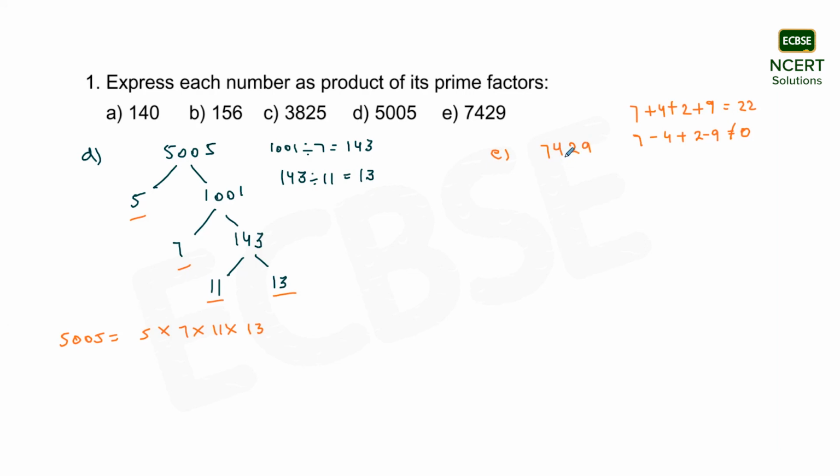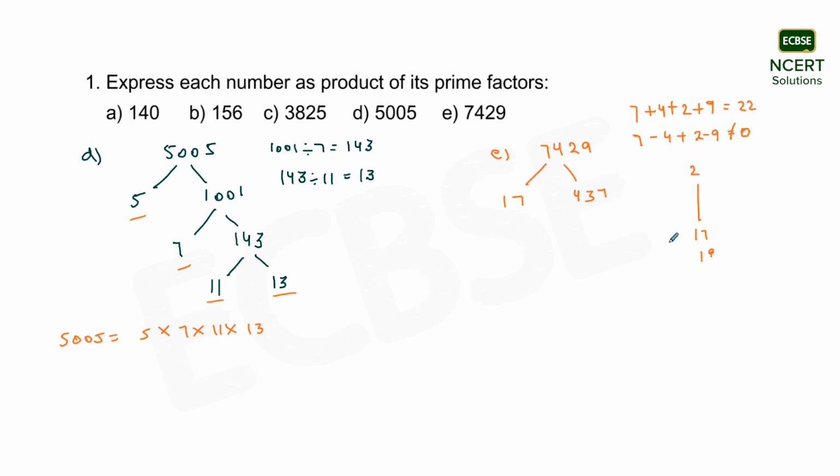Now coming to the prime factor 17, I can easily take the prime factor 17 out from this number and I'll be left with 437. Now if I look at this number, applying the divisibility rule of all the prime factors from 2 to 17, none of the prime factors can be taken out from this number 437.